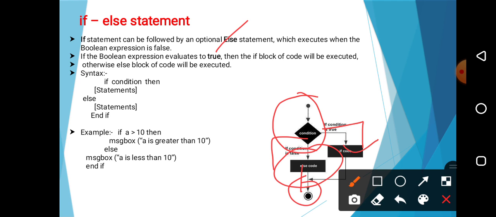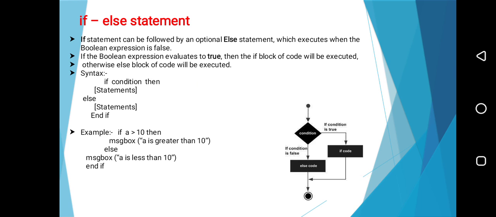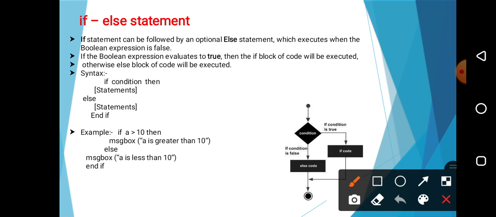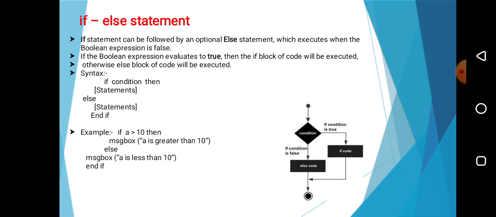So the syntax is If condition Then. See, students, in VB.NET, If is always followed by one more keyword called Then. So if the condition is true, the statements related to If are executed, else the statements related to Else are executed, and the If is ended with End If. I have given the example: if A is greater than 10, then print A is greater than 10, else print A is less than 10, and the If is ended with End If.